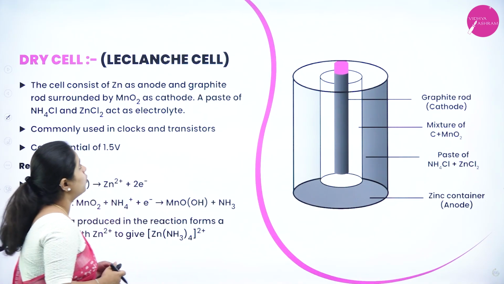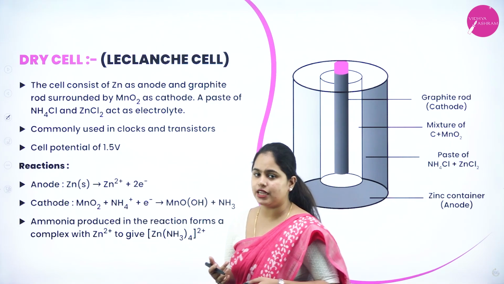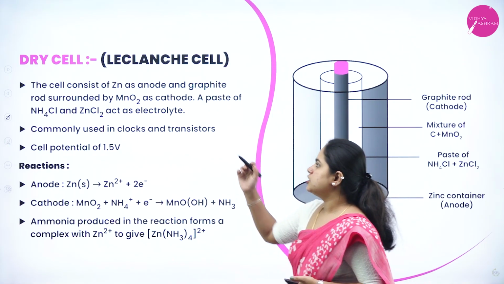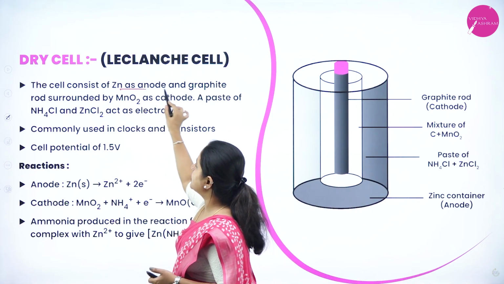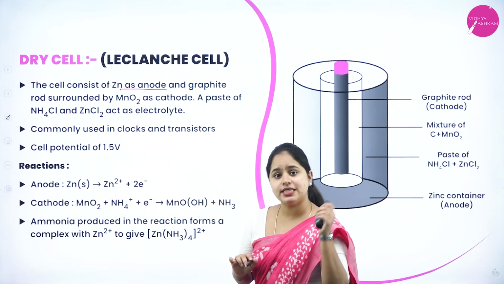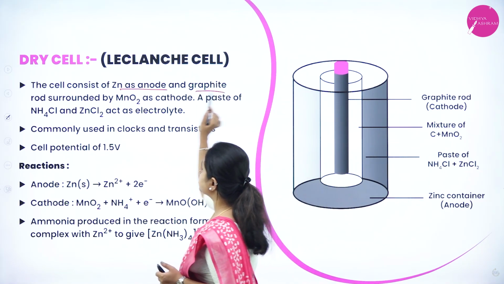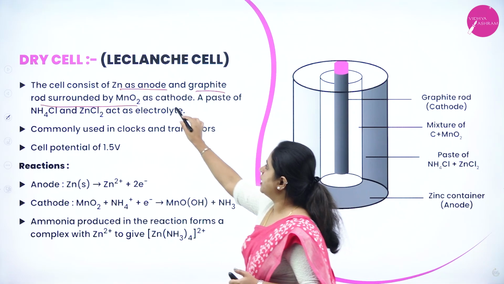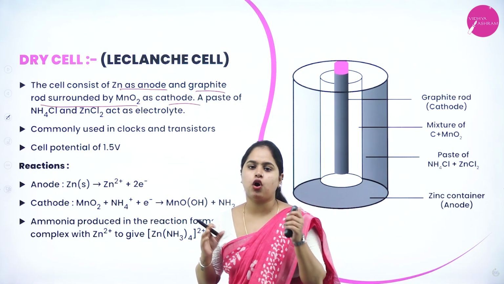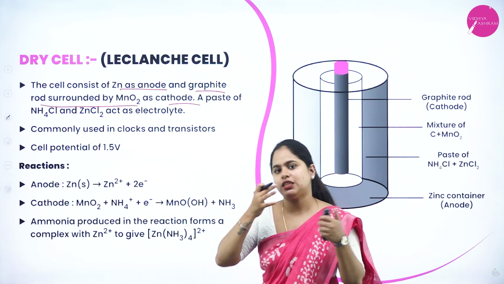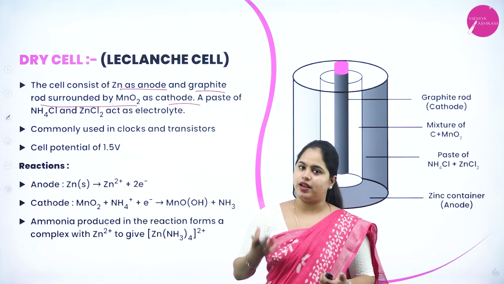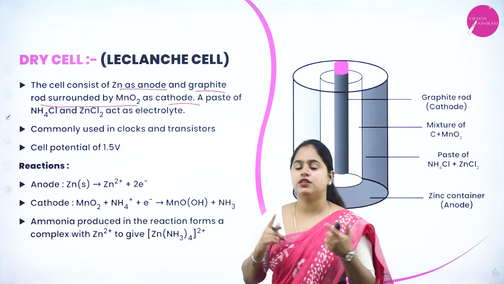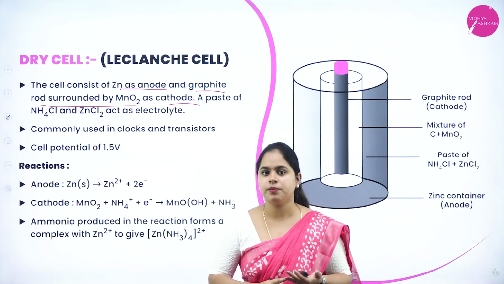So let's begin with the first one, the dry cell or Leclanche cell, which is a primary battery. That means it cannot be reused. The cell consists of zinc as anode, and a graphite rod surrounded by manganese oxide, MnO2, as cathode. You have to remember for each of the cells which is the anode, which is the cathode, which is the electrolyte, as well as the cell reaction. The diagrams are not that important.